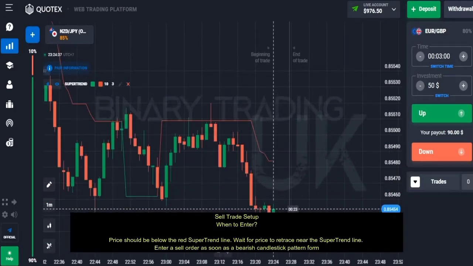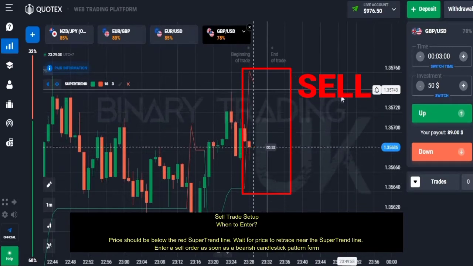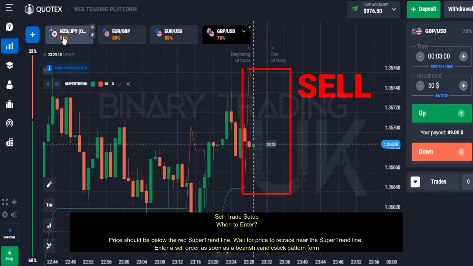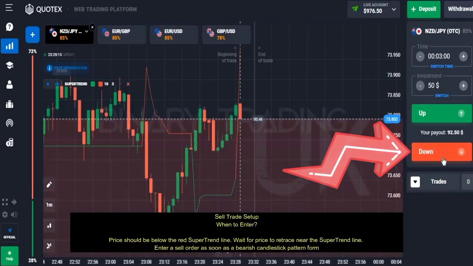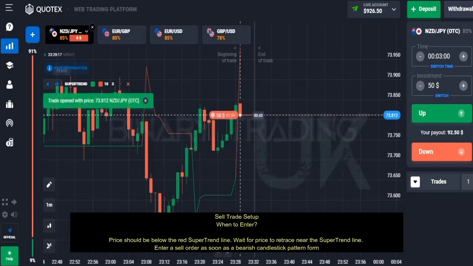Sell trade setup. When to enter. Price should be below the red Supertrend line. Wait for price to retrace near the Supertrend line. Enter a sell order as soon as a bearish candlestick pattern forms.